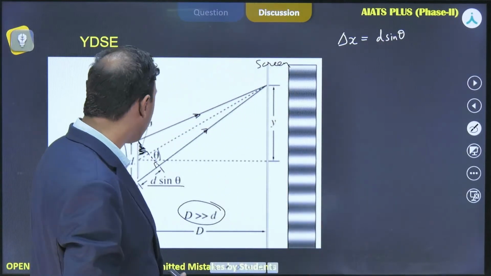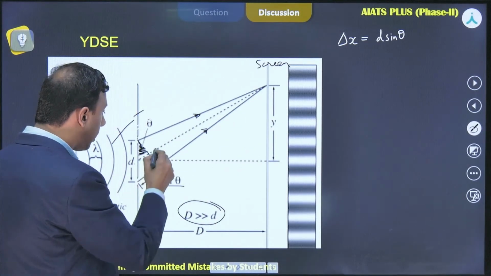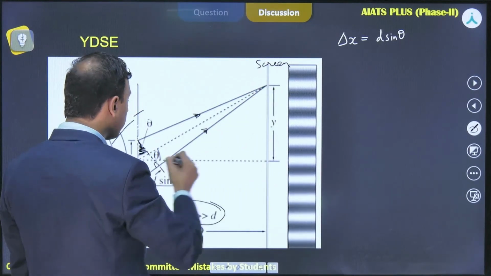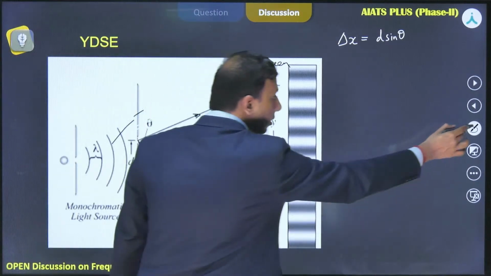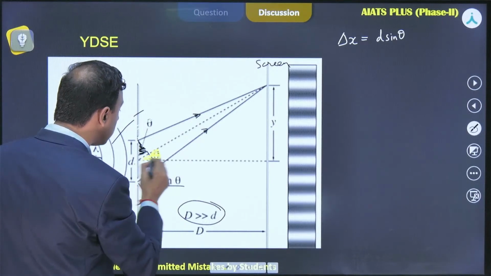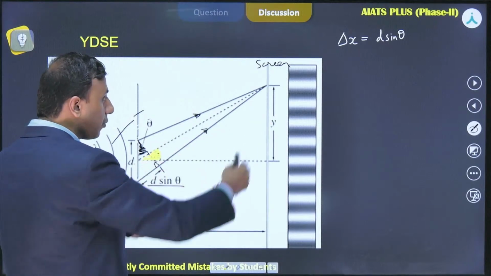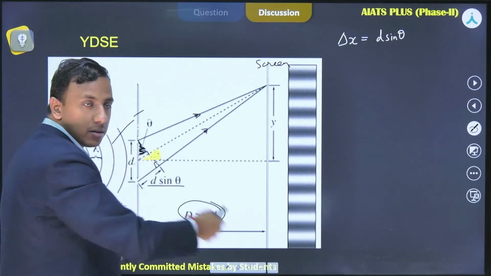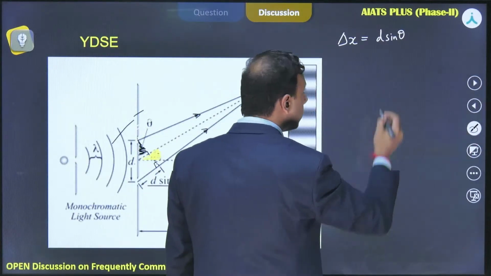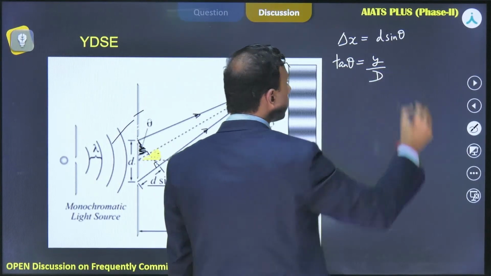So delta x is nothing but d sin theta. And if you see from the diagram itself, this angle is theta and also this angle is theta. This is another right angle triangle. This angle is also theta. So in this triangle, this is theta. So tan theta, what would that be? Perpendicular upon base. So small y by capital D. So tan theta would be small y by capital D.